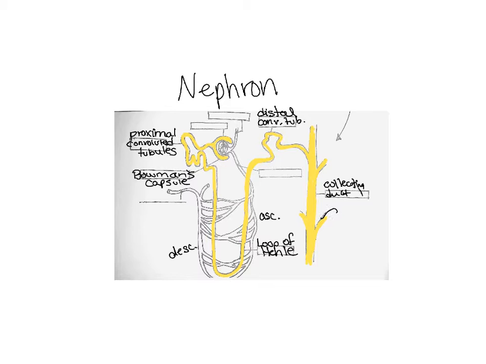And as you can see, there's going to be a whole bunch of different nephrons that are each dumping their contents into the collecting duct, which will then go down into the renal pelvis to be excreted.